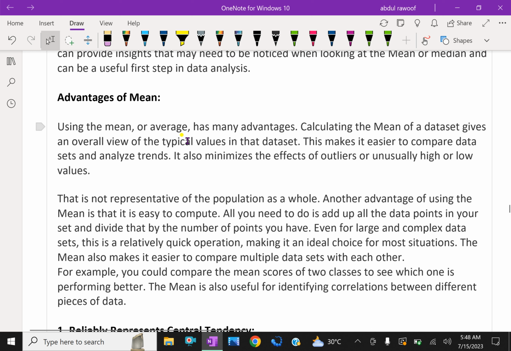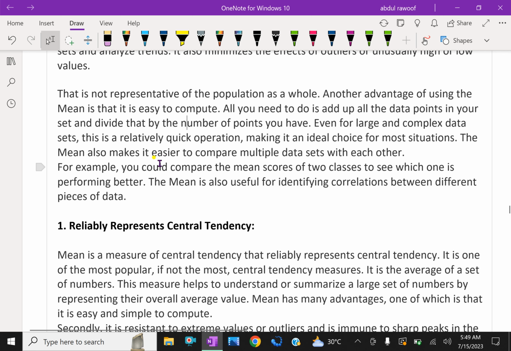Using the mean or average has many advantages. Calculating the mean of a data set gives an overall view of the typical values in the data set. This makes it easier to compare data sets and analyze trends. It also minimizes the effect of outliers, or unusually high or low values that are not representative of the population as a whole.